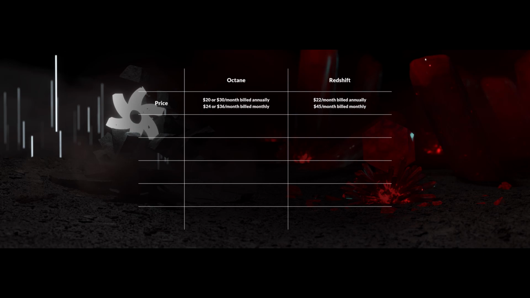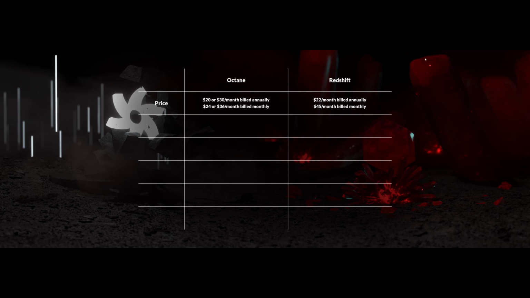Compare that to Redshift, which has just dropped its perpetual license. I should also mention that Octane, I believe, does have a perpetual license as well. It's like $700 or something like that. Redshift doesn't have that option, so I'm not even going to compare those two. You are still able to renew your perpetual license if you still have a Redshift perpetual license, but that, like I said, is no longer an option going forward. You can't just outright buy a perpetual license.